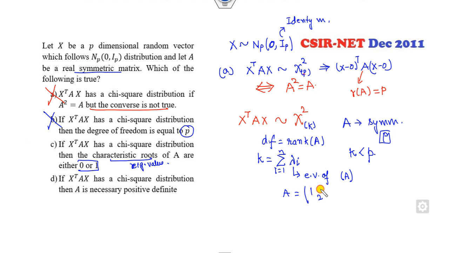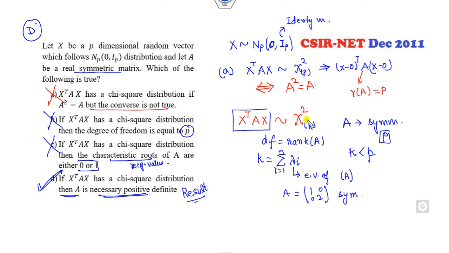If I take 1, 2, 0, 0, it is my symmetric matrix, and clearly the eigenvalues are not 0 and 1. So this option is cancelled out. If X transpose AX is a chi-square distribution, then A is necessarily positive definite. That is the correct statement, and you must remember this result too. Whenever X transpose AX follows chi-square, then it is a positive symmetric matrix. You can see positive definite is missing in the other case, so the only right answer is D.